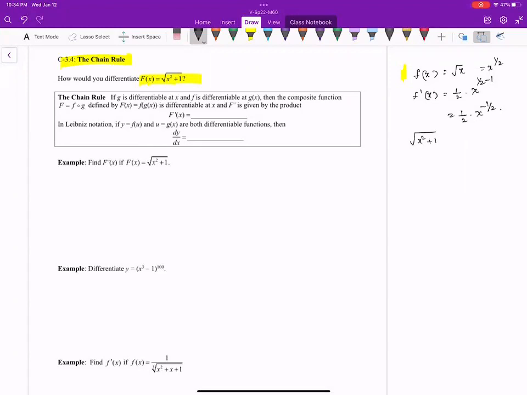There is no way we can expand this either, right? We cannot write this as square root of x squared plus square root of 1, and that's not okay here. So what is the best way to do this?